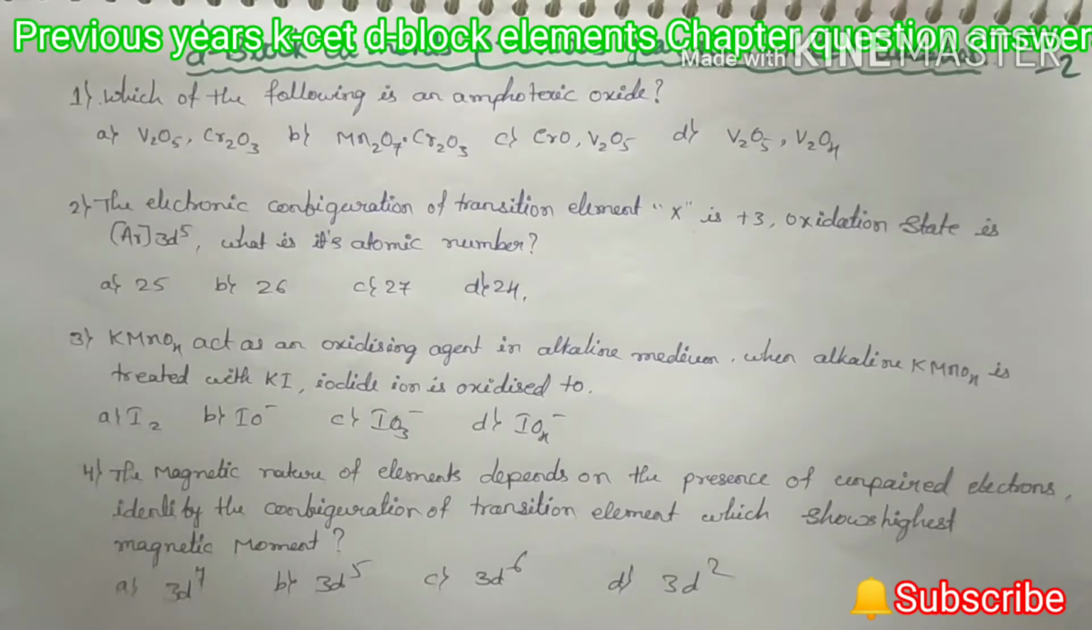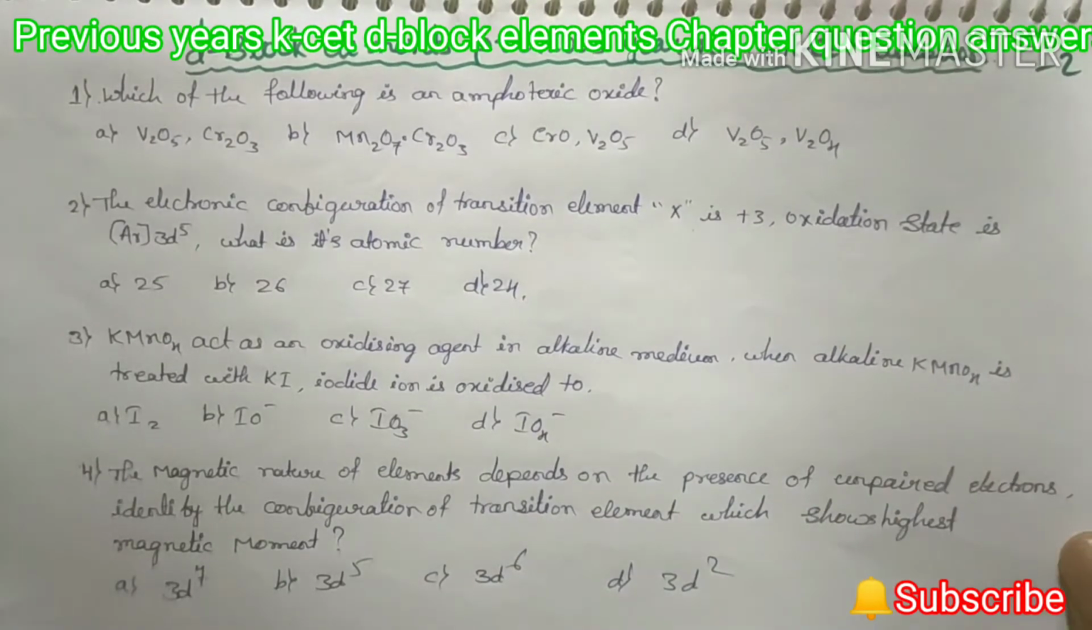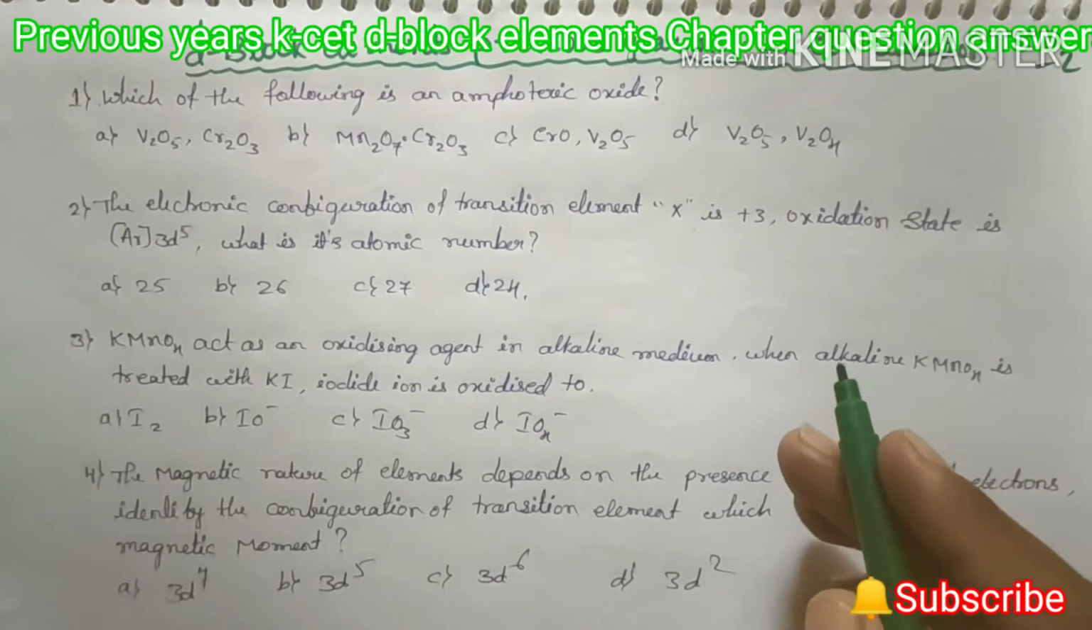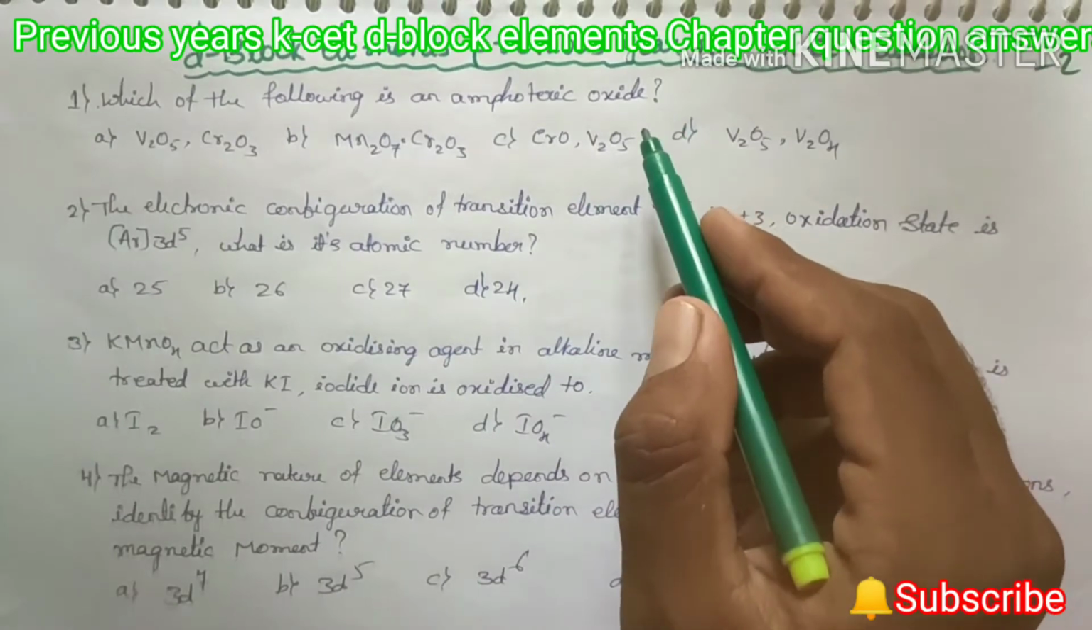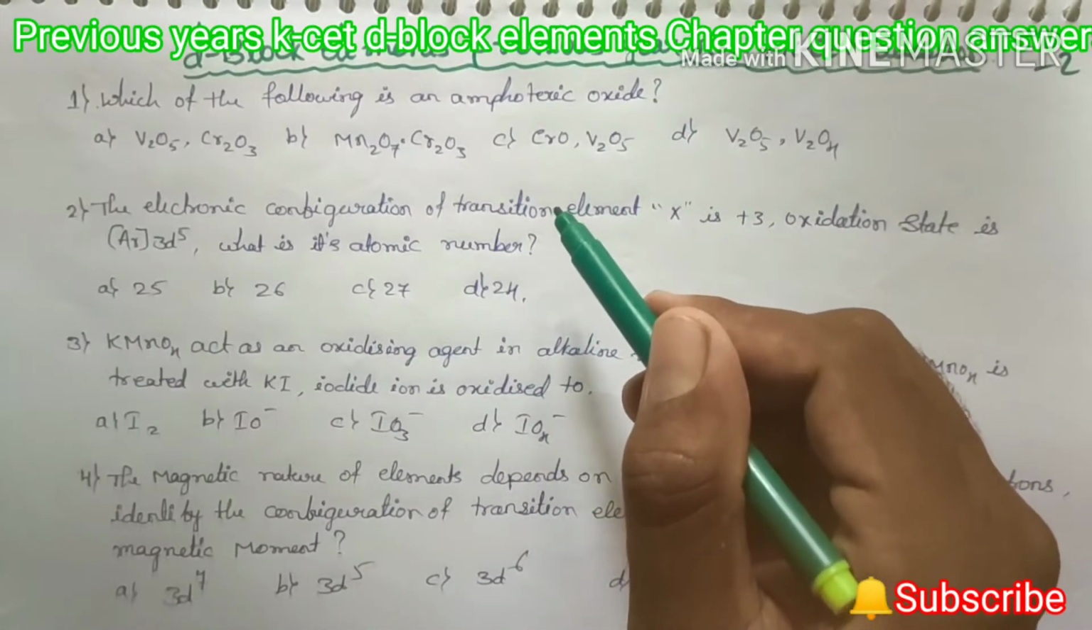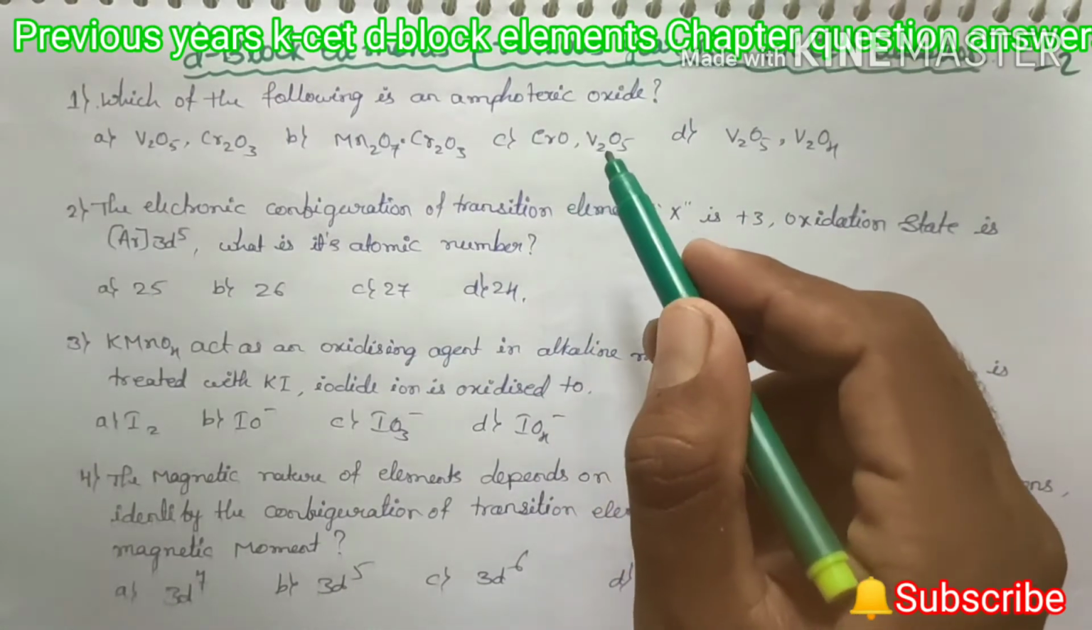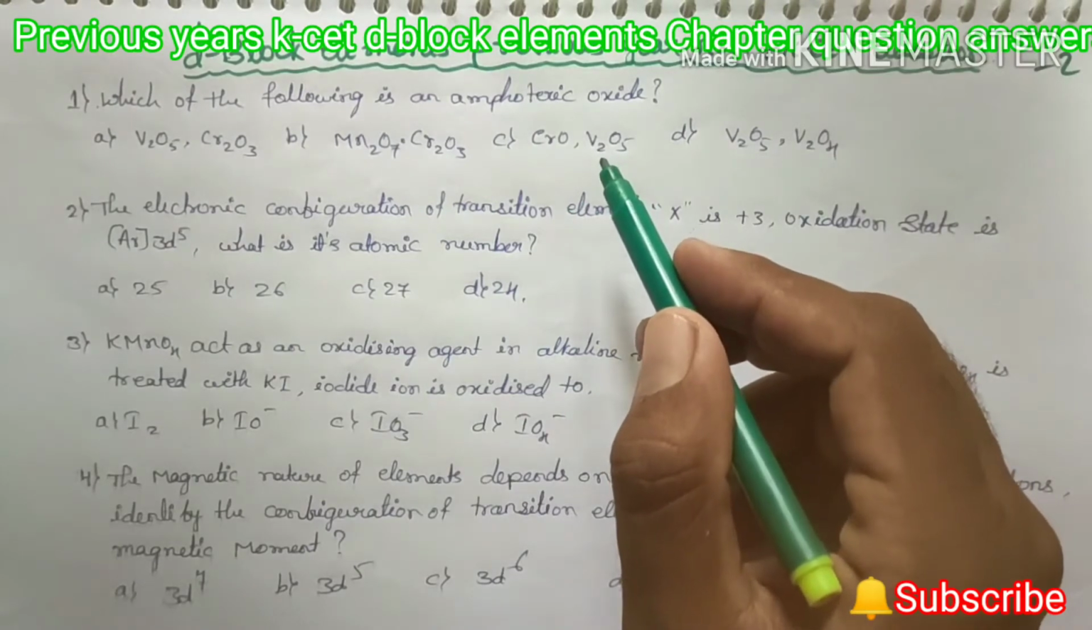Okay, we go for the questions. We are going to solve the questions one by one. First one: which of the following is an amphoteric oxide? Dear student, I discussed this in your class only: amphoteric oxides, acidic oxides, basic oxides.